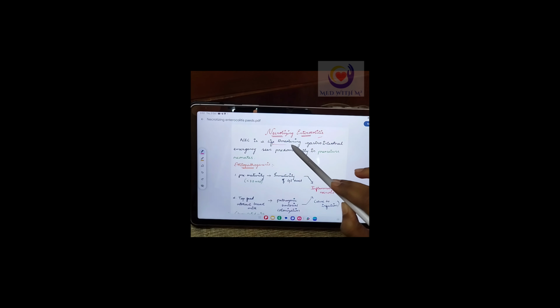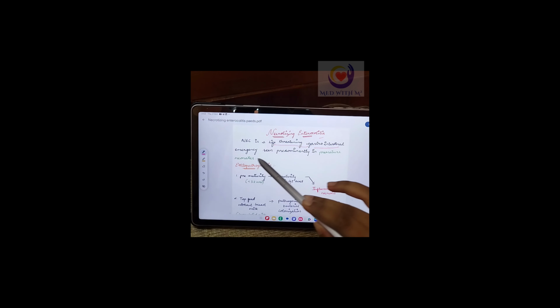Let's see a topic from Paediatrics, Necrotizing Enterocolitis. Necrotizing Enterocolitis is a life-threatening gastrointestinal emergency condition. It is most predominantly seen in premature neonates.